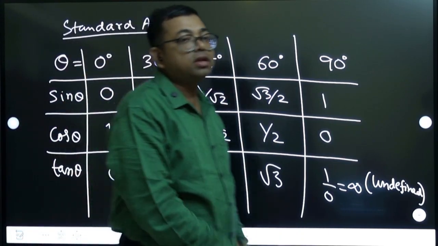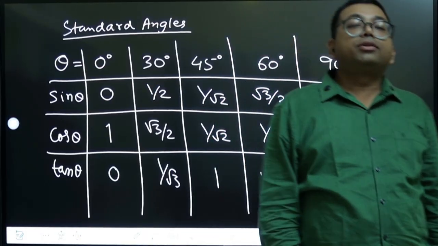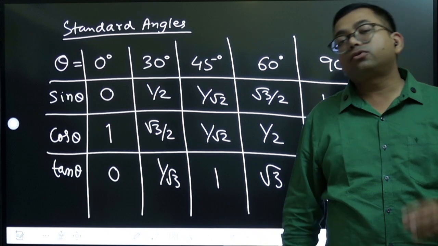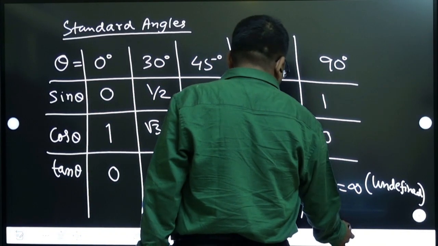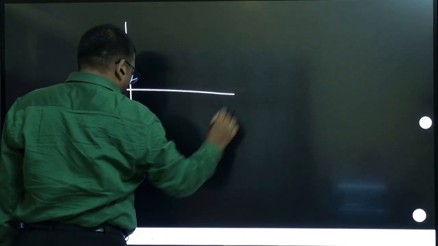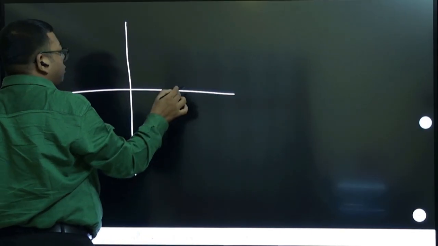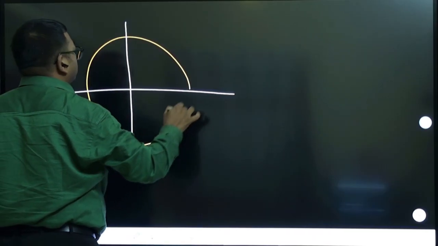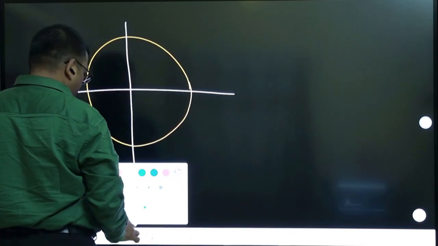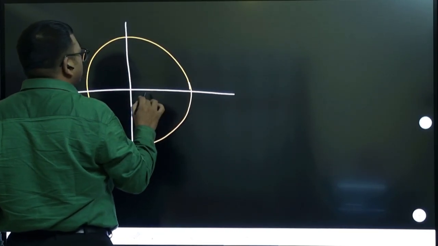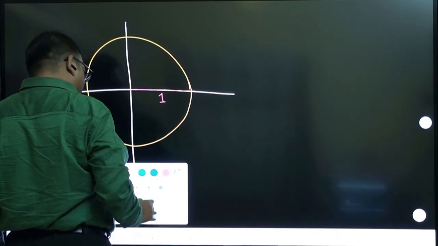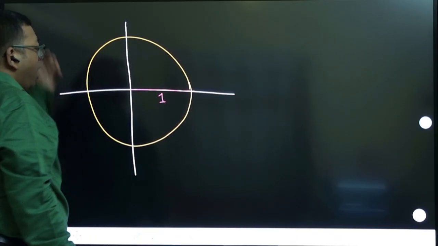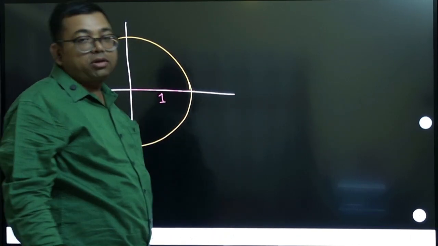You may ask how these values are coming. For getting the values of these, we need to draw a circle that is called the unit circle. So let's understand the concept of the unit circle. Suppose I draw a unit circle, a circle of radius 1 unit. 1 unit means 1 meter, 1 centimeter, whatever it is. So this side is 1. Now suppose I want to calculate what is the sine of 45 degrees.